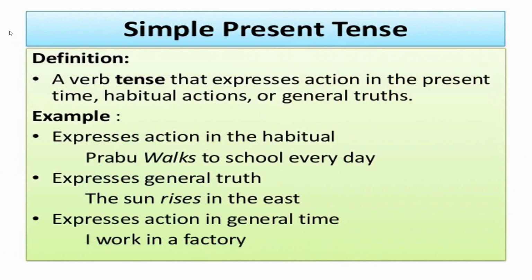Now, let's see once more. Definition: the verb tense that expresses action in the present time, which shows the habitual actions or which tells the general truth, is simple present tense. Let's see with the help of more examples. Expresses action in the habitual: Prabhu walks to school every day. Expresses general truth: the sun rises in the east. Expresses action in general time: I work in a factory. Children, I am giving you more examples so that you can understand it well.